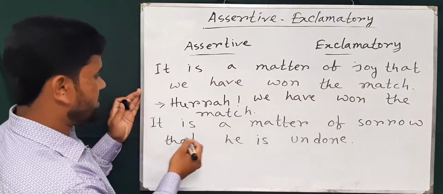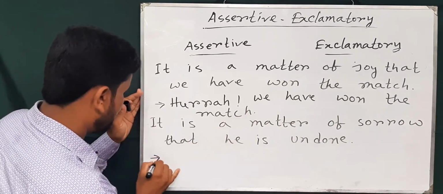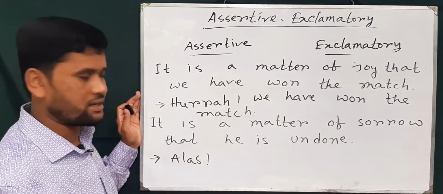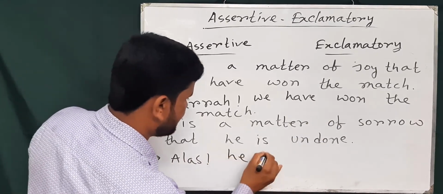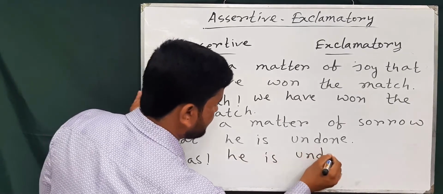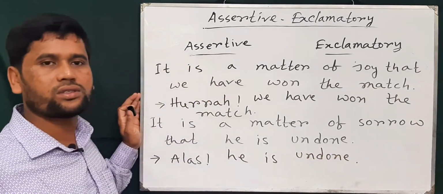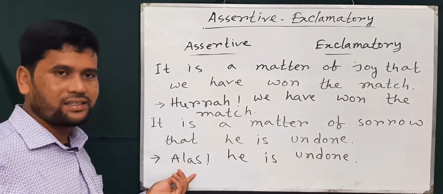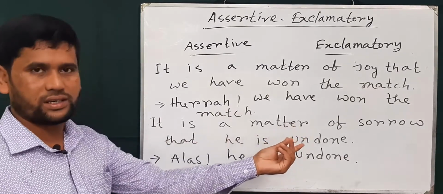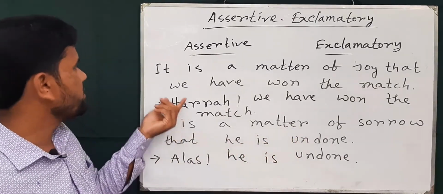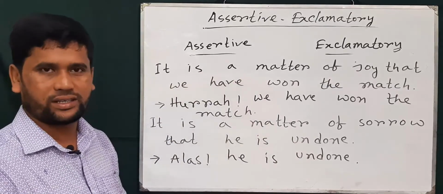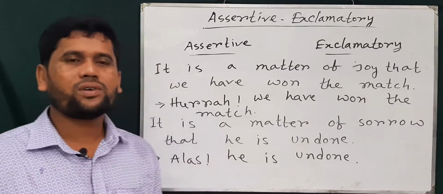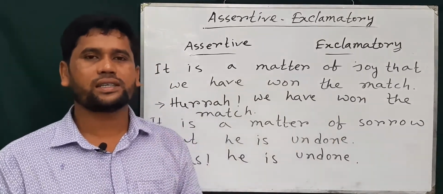Like this, if you find it is a matter of sorrow that, you can use alas and a note of exclamation mark. And the next part, he is undone. But at the end, we use a full stop. And vice versa, if you find alas, you can use it is a matter of sorrow that. And if you find hurrah, you can write it is a matter of joy that. Okay, so thus we can change assertive to exclamatory, or exclamatory to assertive sentence.